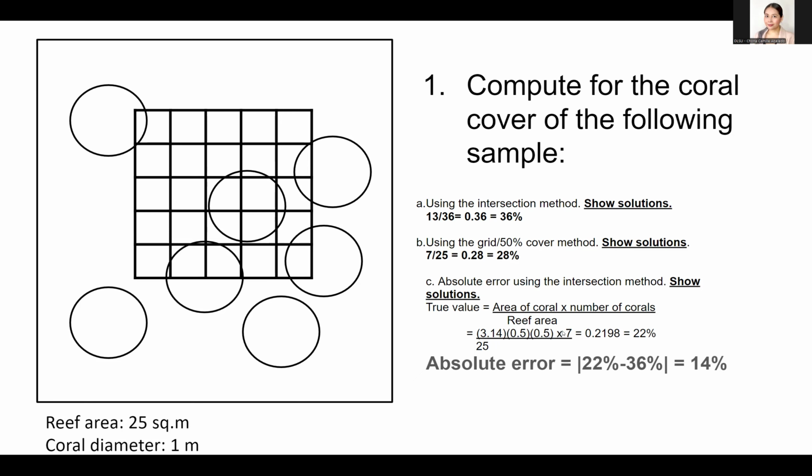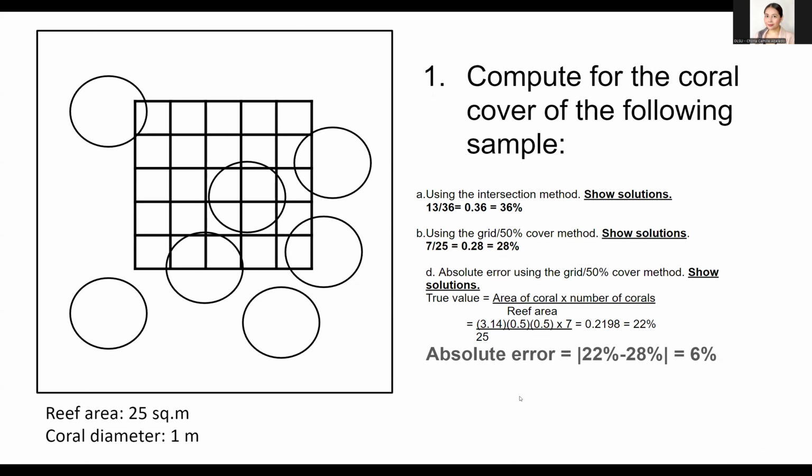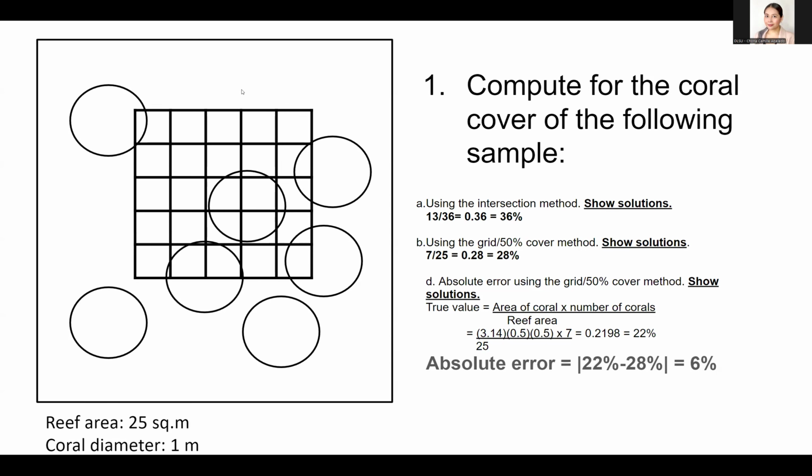So pi r squared times 7 all divided by 25 will get us a value of 0.2198, which can be rounded up to 22%. So for the intersection method, wherein we approximated the coral cover to be 36%, 36 minus 22 equals 14%. And then for letter D, since we already have the true value, all we need to do to get the absolute error using the grid method is to subtract 22 from 28, which will get us an absolute error of 6%. So that's for item 1.